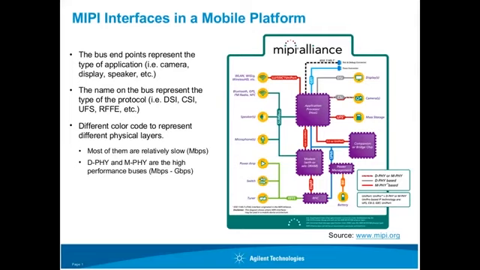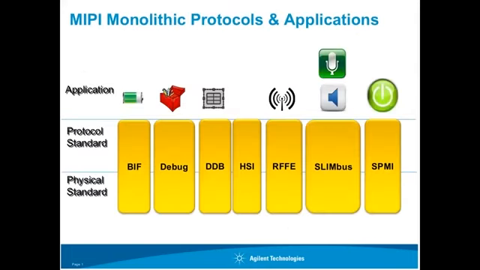Most of them are pretty slow, except for the D-PHY and M-PHY, which are represented in red and gray colors, which are the high-performance buses that we are going to discuss today. So in some of those buses, you will find the overlapping of the gray and the red. That means that the bus will be able to support both the D-PHY and M-PHY physical layer.